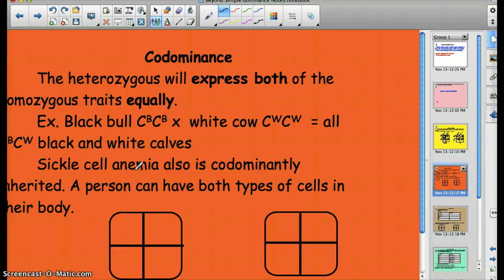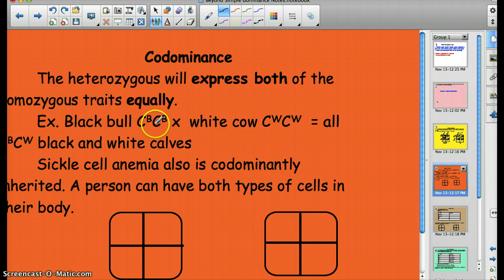All right, codominance is going to work the exact same way as incomplete dominance. The only difference with codominance is that it's going to be expressed in the heterozygous. Instead of me blending, you're going to get a mix. You're going to see both traits on the individual. So the example that you're going to cross, it says cross a black bull with a black and white cow. So instead of me getting a gray cow like I saw in incomplete dominance, I'm now getting black and white.